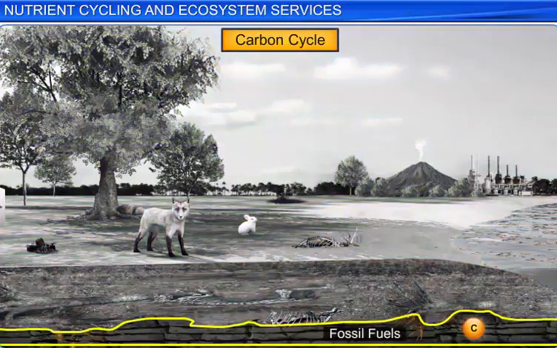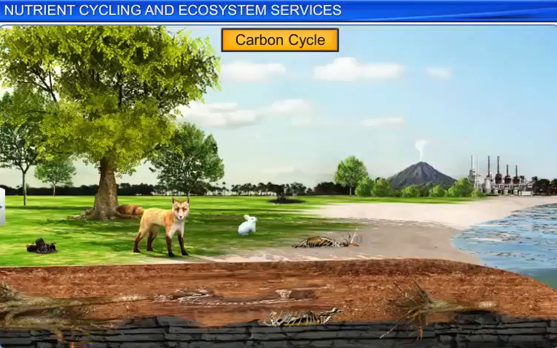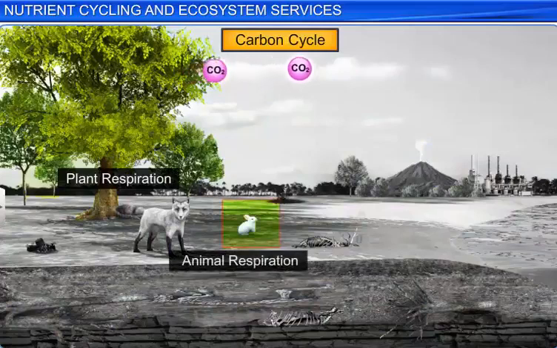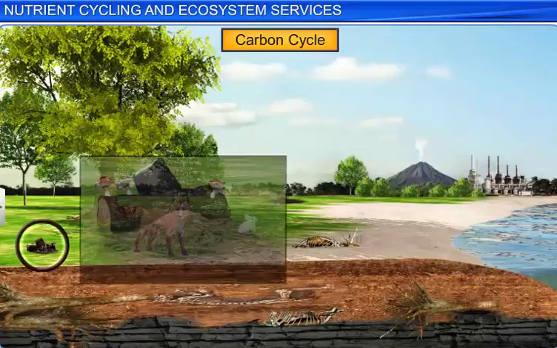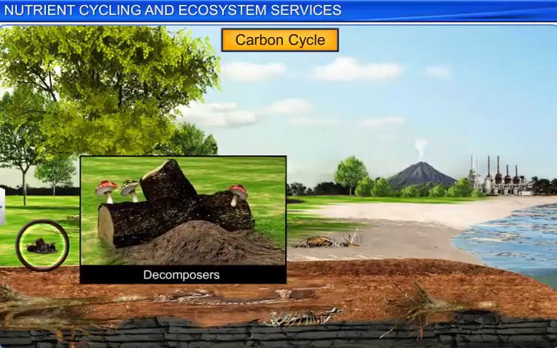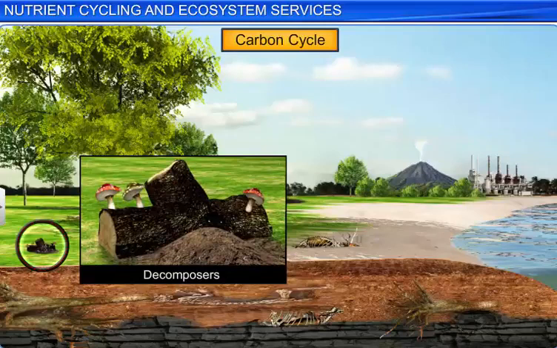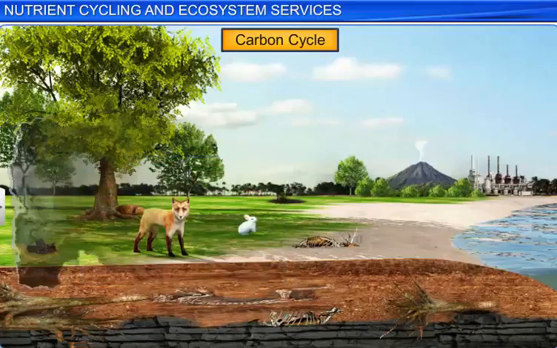Also, a large amount of carbon is contributed to the atmosphere in the form of carbon dioxide during respiration by producers and consumers. Decomposers are also major contributors to the carbon pool. They break down waste materials and dead organic matter and return carbon to the atmosphere in the form of carbon dioxide. Natural events like forest fires and volcanic activities also release carbon dioxide.